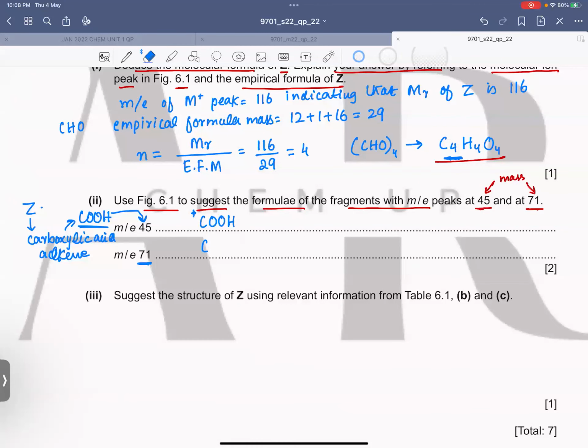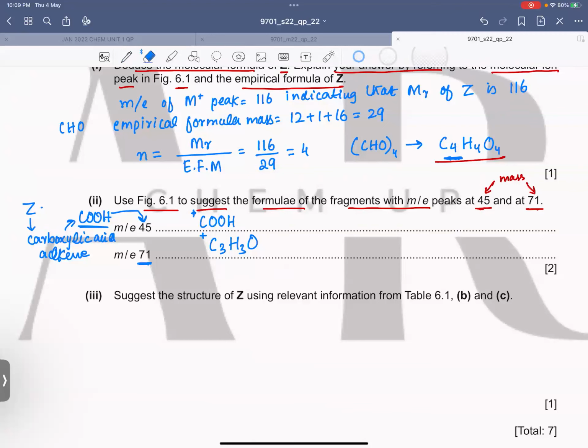So if I remove the COOH from the formula, I would get C3. I am removing one hydrogen, so there must be 3 hydrogens, and I am removing 2 oxygens, so there must be 2 oxygens. So can anybody find its Mr? Is it equal to 71 or not? So it's 36 plus 3 plus 16, which gives me 71, right?